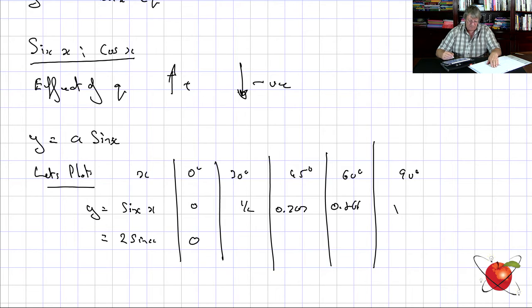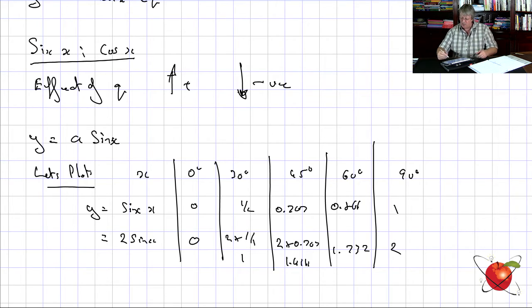So I get 0, and I'm going to be multiplying 2 times a half, which is 1. 2 times 0.707 is going to be 1.414. 2 times 0.866 is going to be 1.732. Should have known that. And that's going to be 2. Now we know that it repeats itself on the way down.